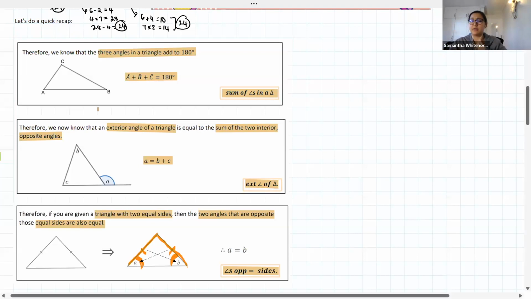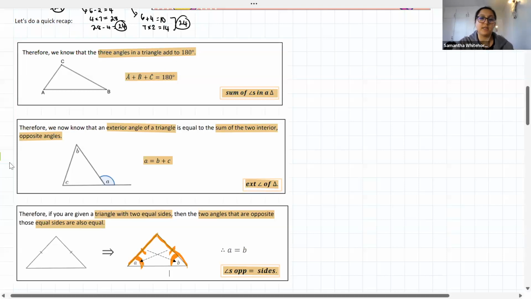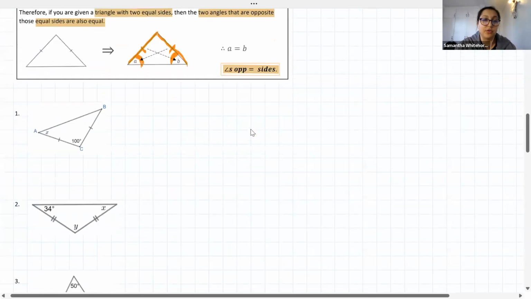Practicing these 3 reasons that we have looked at. Okay, so I'm just waiting for you guys to take a screenshot, and then we're going to have a look at some examples. Alrighty. So let's practice what we should know so far.